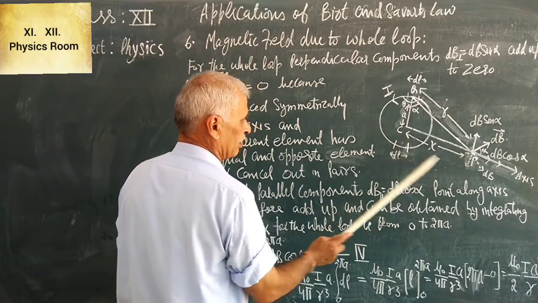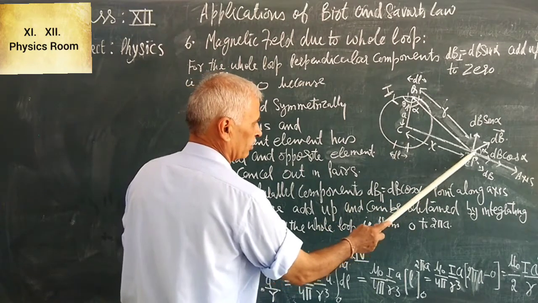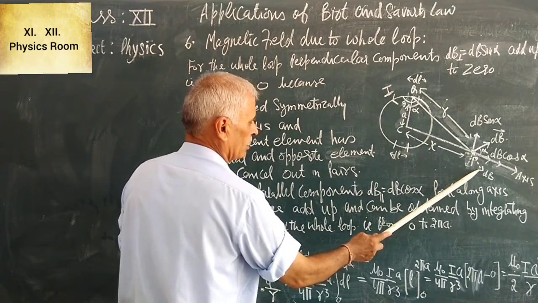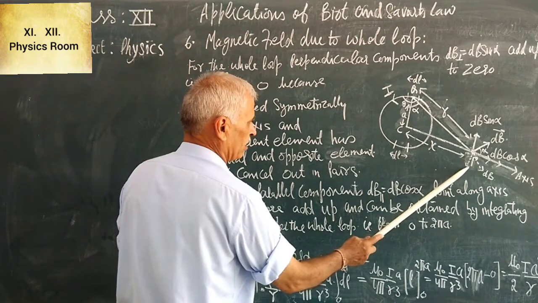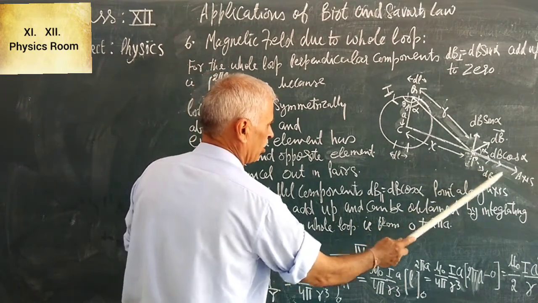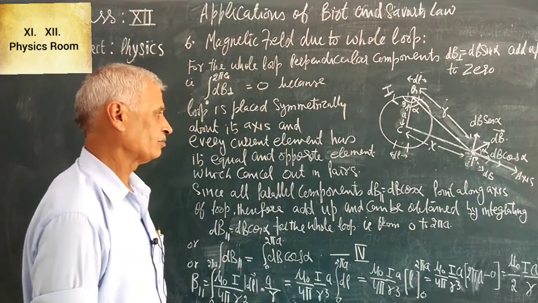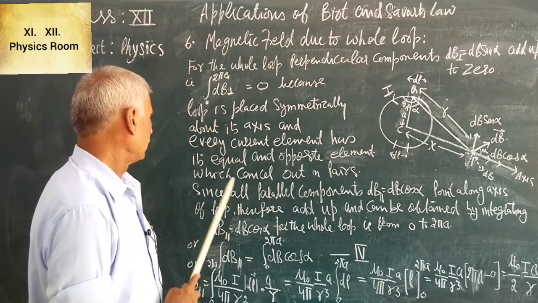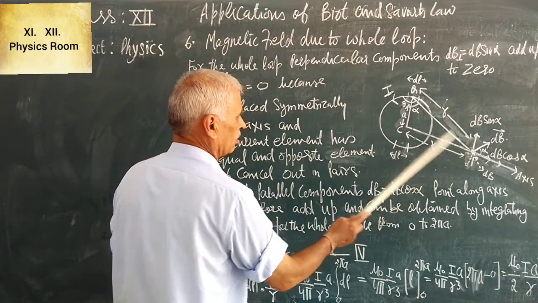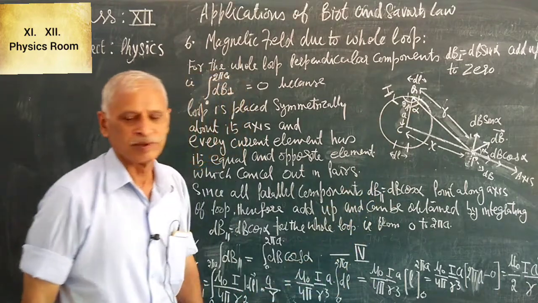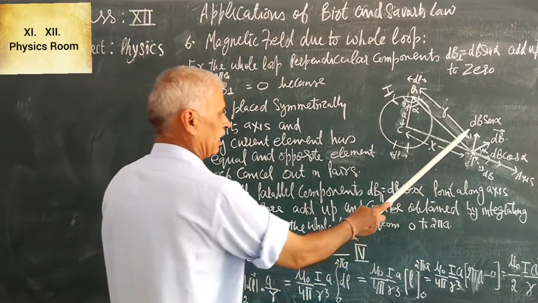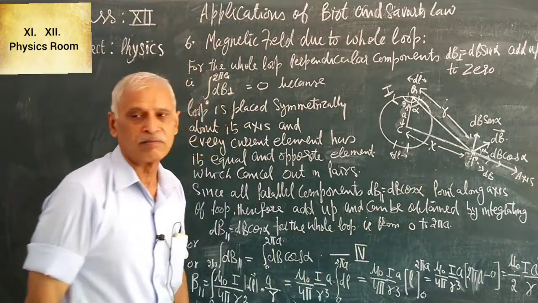Now due to this element there will be a field here, and due to this element, this field dB, and its perpendicular component is opposite to this, and its parallel component is along the axis of the loop. Now these perpendicular components cancel out each other for the whole loop, since the loop is symmetrically placed about the axis, and every perpendicular component has its equal and opposite perpendicular component.